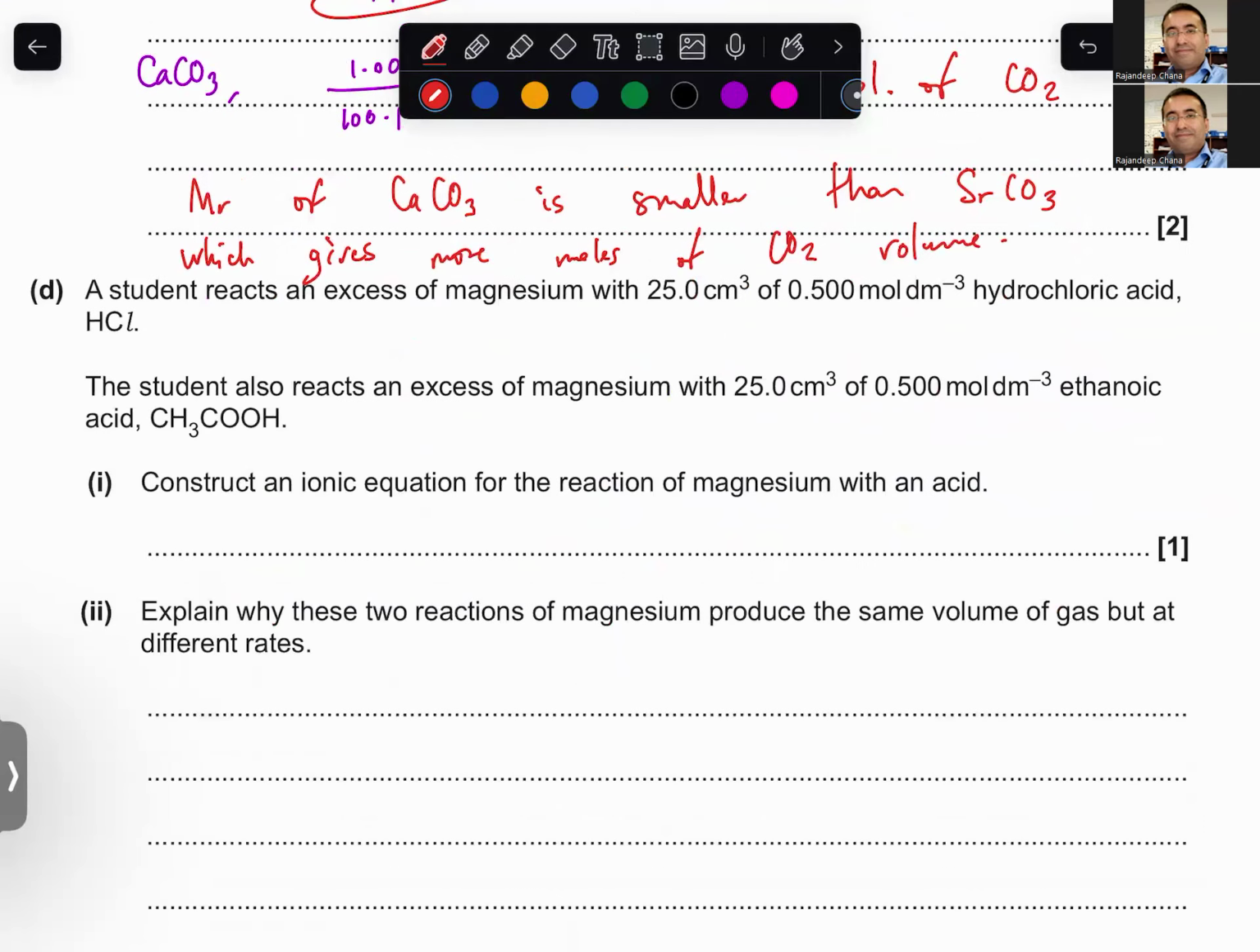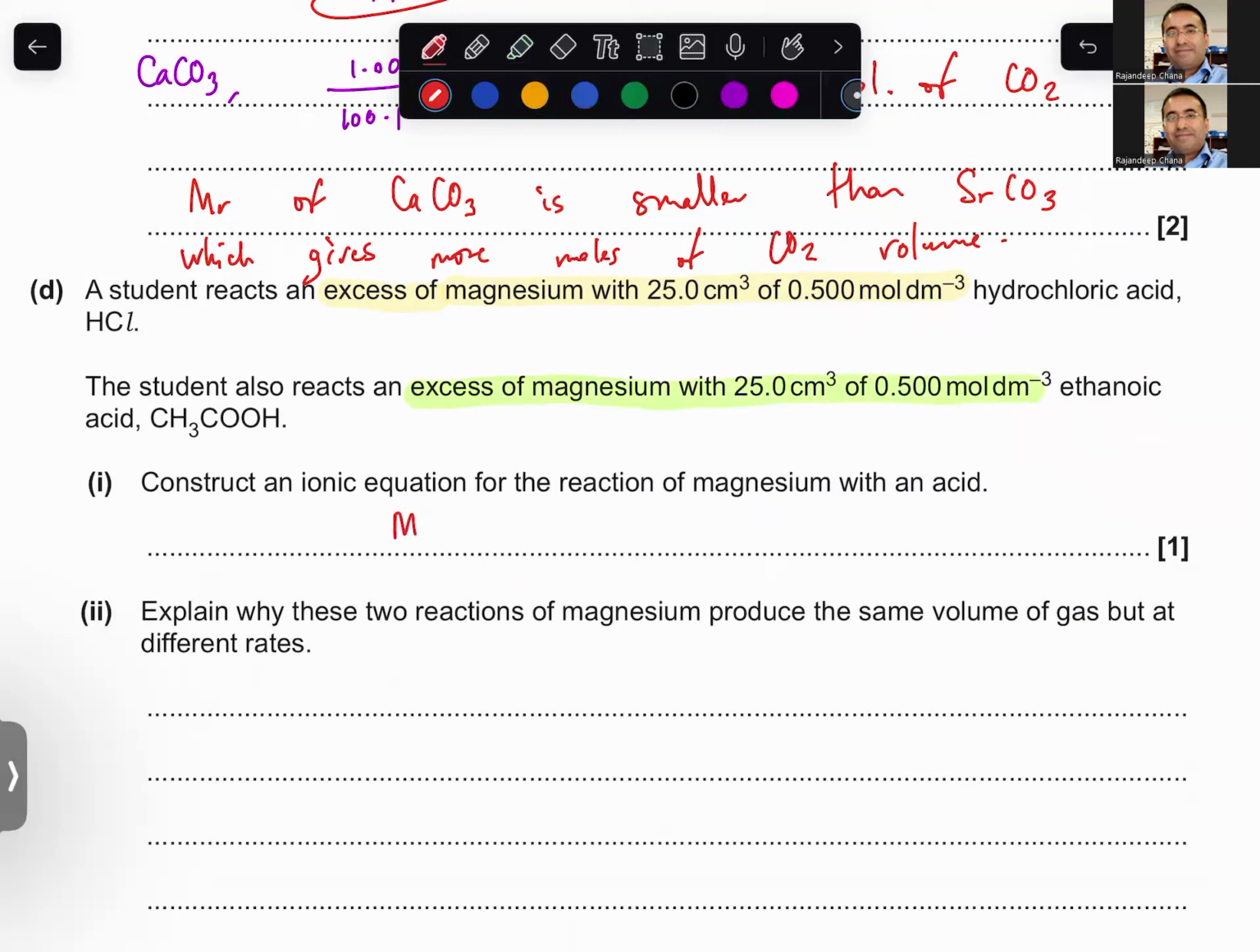Moving on, a student reacts magnesium with this volume and this concentration of hydrochloric acid. The student also reacts excess magnesium, so both are excess, with the same volume and same concentration of ethanoic acid. Construct an ionic equation for the reaction of magnesium with an acid. Ionic equation, we do not use the spectator ions.